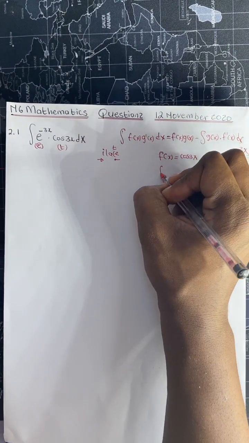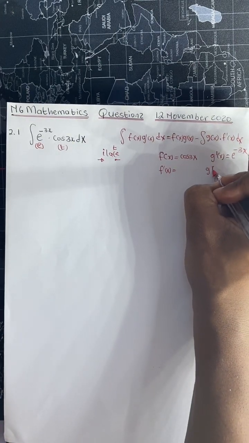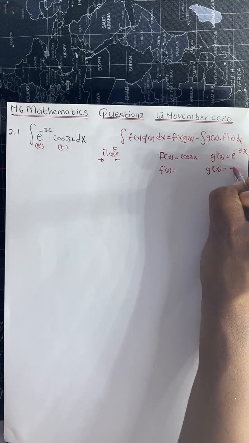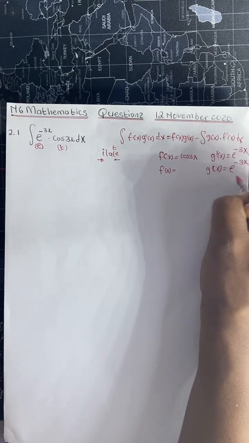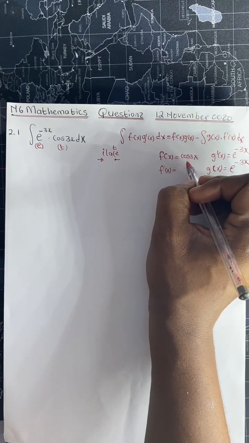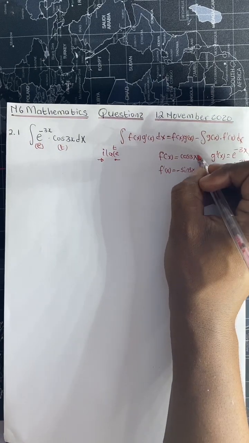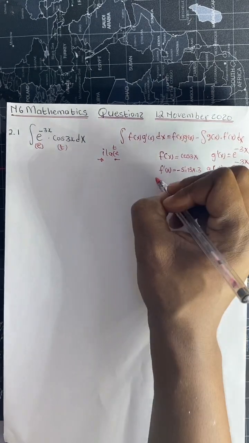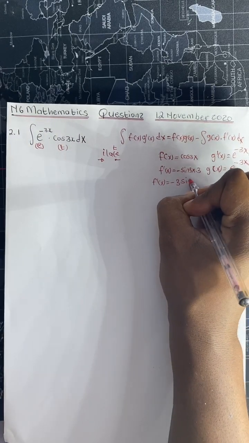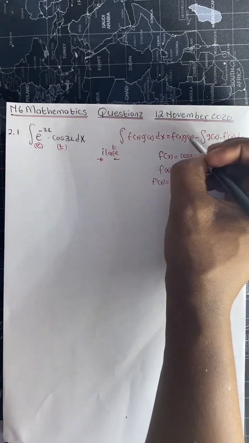We differentiate f of x and integrate g prime of x so that we can get g of x. The integral of e to the power negative 3x will be e to the power negative 3x divided by negative 3, and the derivative of cos 3x will be negative sine 3x multiplied by the derivative of 3x, which is 3. So f prime of x will be negative 3 sine 3x. From here, we have to substitute into that formula.